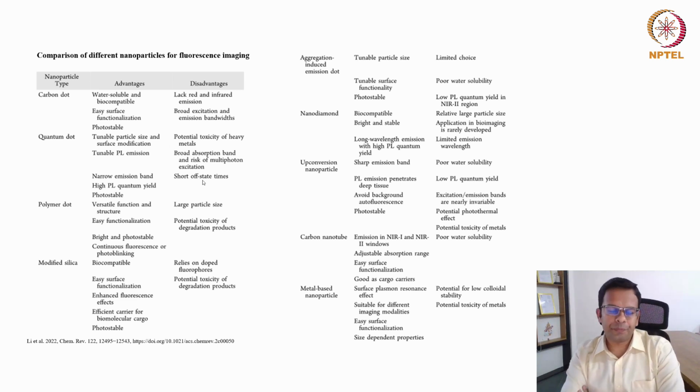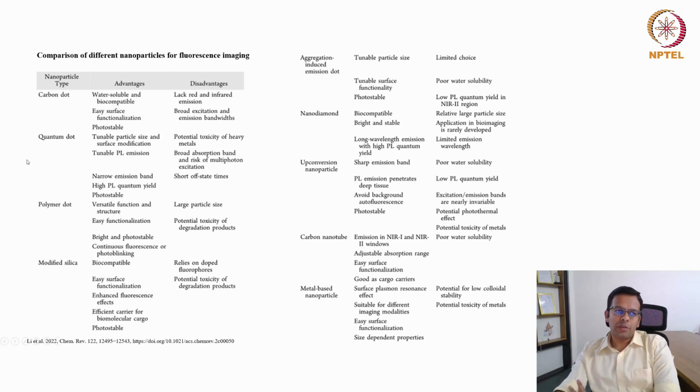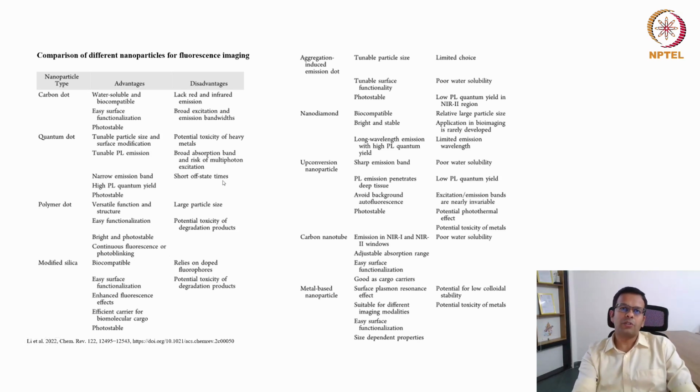So for STORM imaging, if you remember, you need a dye which gives you the blinking property. The dye should blink, switch on and switch off, for STORM imaging. So these quantum dots, the good thing is that they offer this kind of blinking, but they have short off state times. So they blink just transiently, and that is not ideally suitable for STORM imaging. So you need to modify them using some kind of surface modification, that we'll see in the next slide.